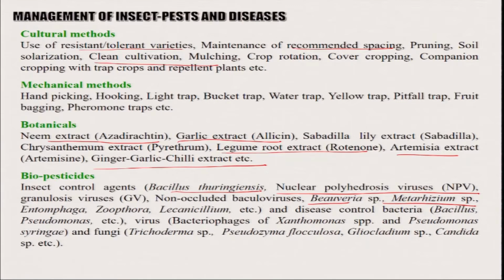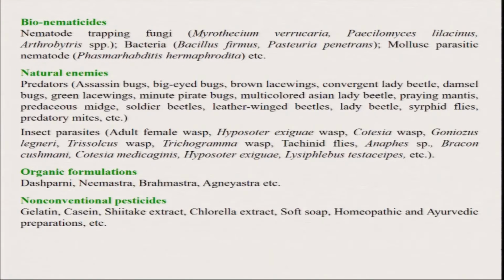Similarly, we can also grow different types of trap plants and other plants. So, whenever we take these cultural, biological, mechanical and biopesticide measures, we can control different types of insect pests for these high value crops even under organic farming. There are also different types of natural enemies. Some predators are already present in the soil or in the atmosphere: assassin bugs, brown lacewing, lady beetle, minute pirate bugs. So, we always have to promote these beneficial insects or organisms in our field.